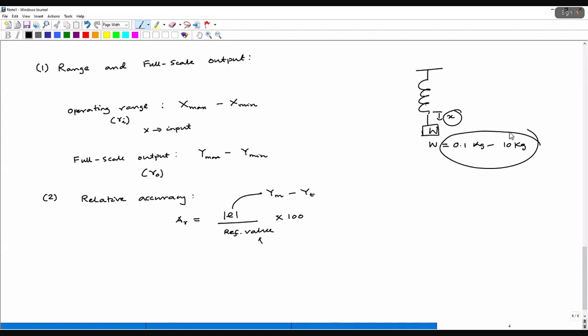And this reference value can be anything, right? Because this is just used for normalization. It can be, for example, Y max, the maximum output on the scale. And by taking the ratio and multiplying with 100, you get the relative accuracy.